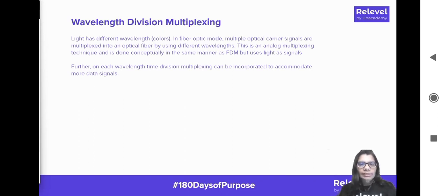So these were multiplexing and the different types of multiplexing which happen in the transmission of data in the physical layer. I hope this is clear to you.